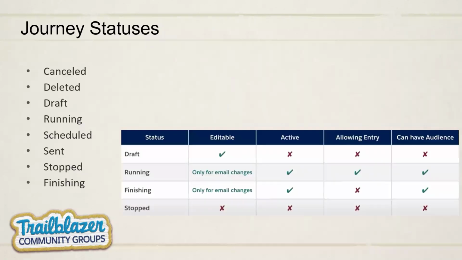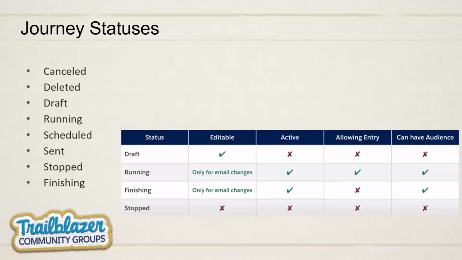And here are some of the statuses of the journeys. Whenever we create a new journey, it will be saved as a draft version. When we are good with it and we save it and activate it, it will be in running status. If the journey is running, it will be running status. And if it is scheduled and set to run at a specific period of time, it will be scheduled.